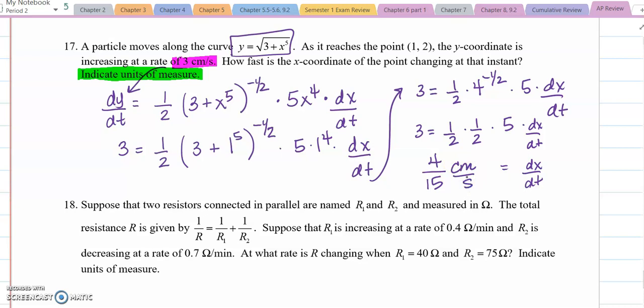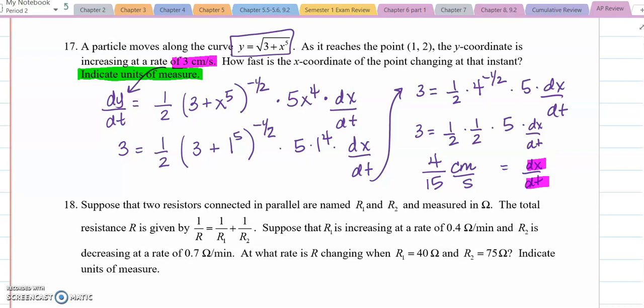The other way that you can come up with it is look at the different units for the numerator and the denominator. The denominator's got to be time, so you have to have some unit of time in there, and then your x value is a distance because you're dealing with an x-coordinate. So your full answer is 4/15 centimeters per second.